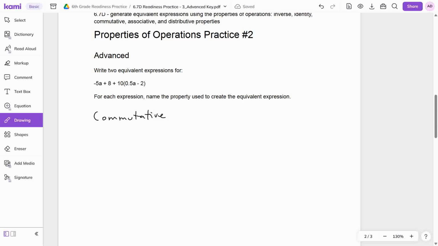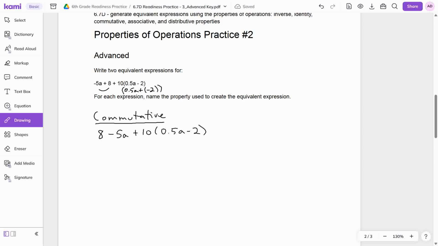I'll give you a few options here. We can say 8 minus 5a, so you see I just kind of swap those two, plus 10 and then 0.5a minus 2. Now, if I wanted to use the commutative property for what's on the inside of the parentheses, I need to reimagine this as addition because it only works for addition. But I can reimagine this as 0.5a plus a negative 2.